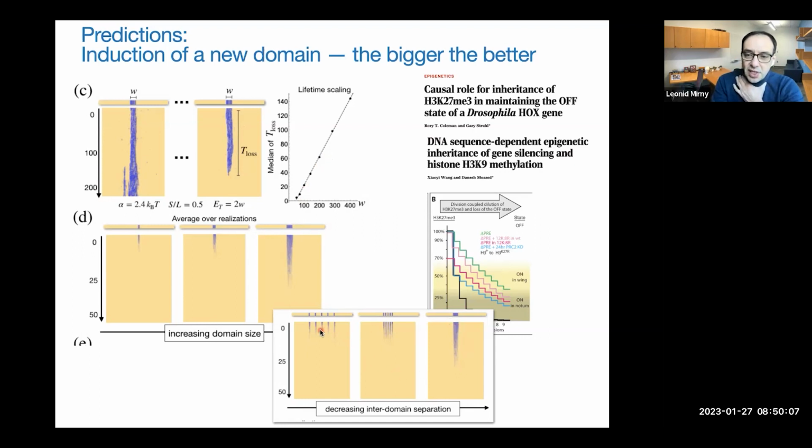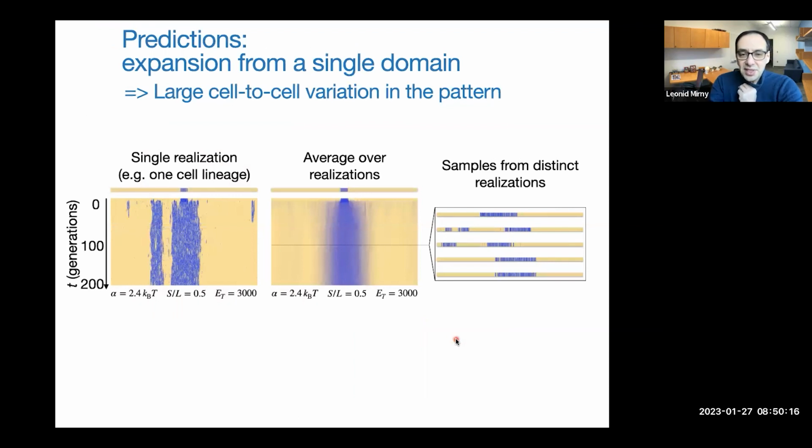Another interesting prediction of the model is that isolated islands are less stable than several heterochromatic islands separated by smaller spaces. And there are also interesting predictions of this model related to the cell-to-cell variation.